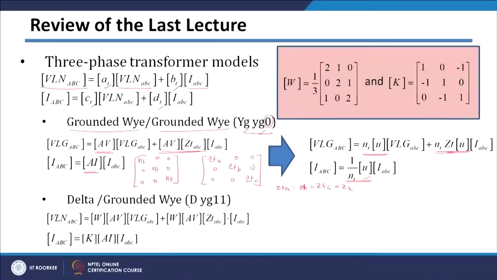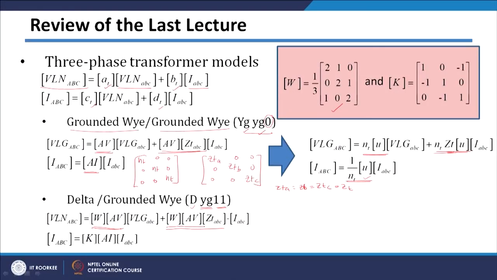In exactly a similar way we have got ABCD parameters for the delta grounded Y connection. In this case it is D, YG, that is grounded Y, and 11. So the vector group is DYG 11, and for that configuration your A parameter is W multiplied by AV, where this W matrix is given by this one, which basically converts your line to line voltages into line to neutral voltages. Your B parameter will be W multiplied by AV multiplied by ZT ABC, and your D parameter will be K multiplied by AI.